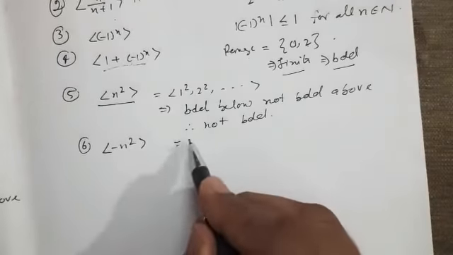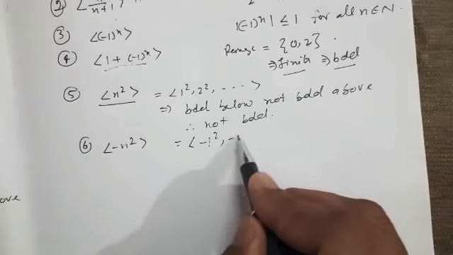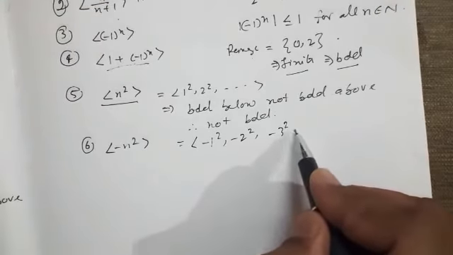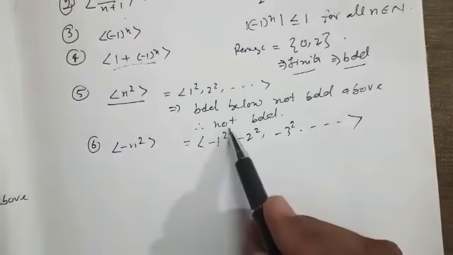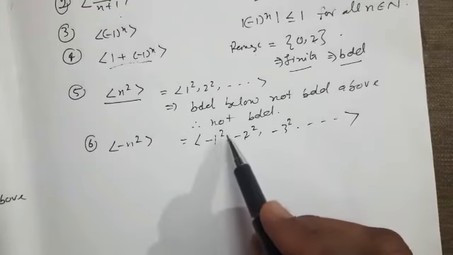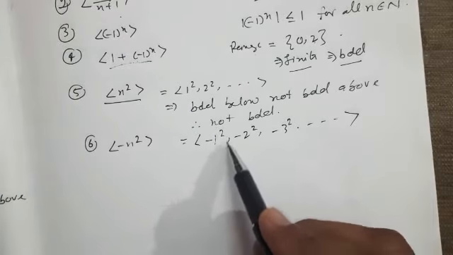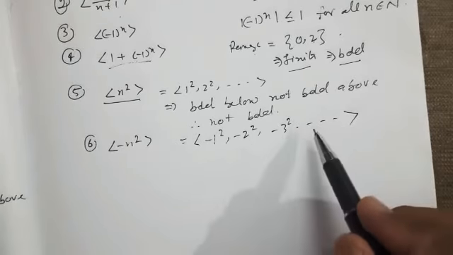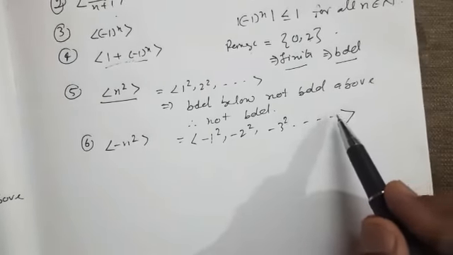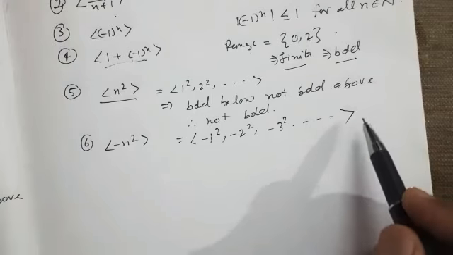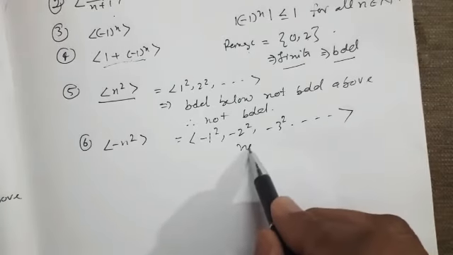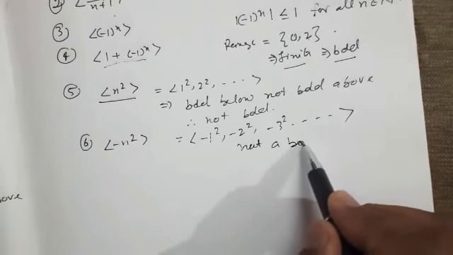Similarly, you can take this example: minus 1 square, minus 2 square, minus 3 square. So here you can say minus 1 square is the upper bound of this sequence. It means it is bounded above, but there is no lower bound. It means the sequence is not bounded below. Therefore, it is not a bounded sequence.